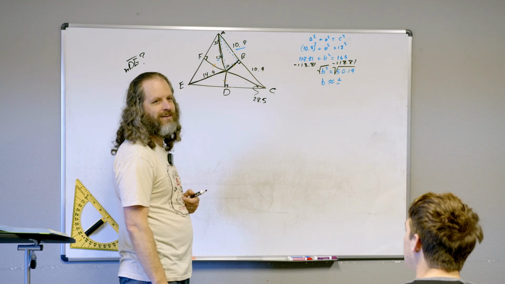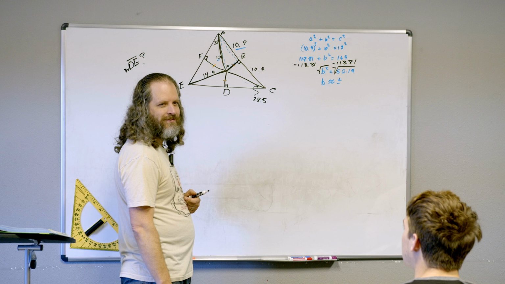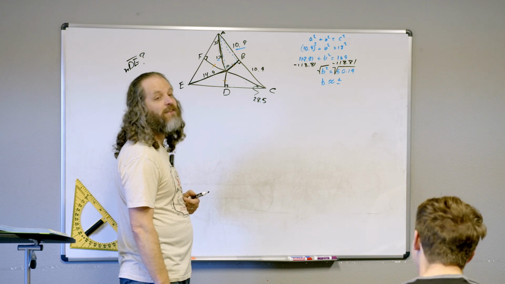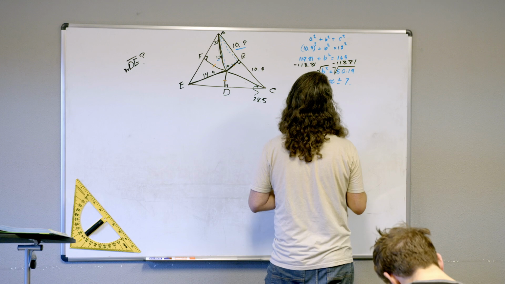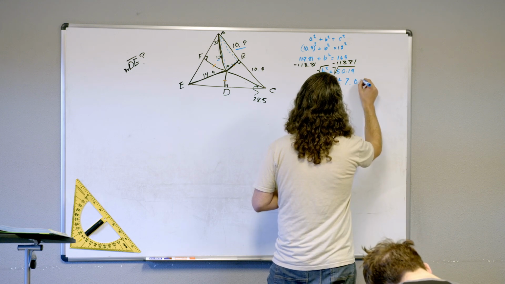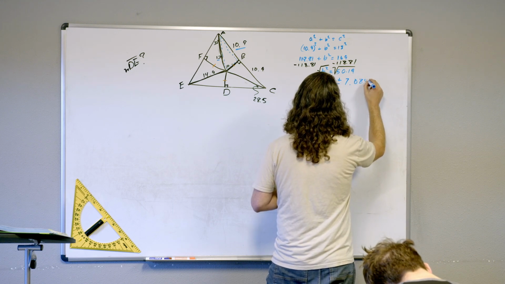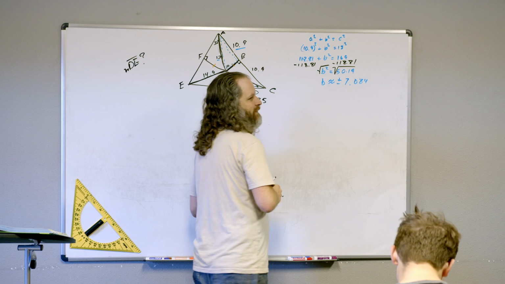Oh yeah, duh. Wait, are you sure? Is that right? 7 times 7 is 49. Yeah. 7 point what? 0, 8, 4. It goes on a while. Great. It goes on forever. It doesn't repeat.